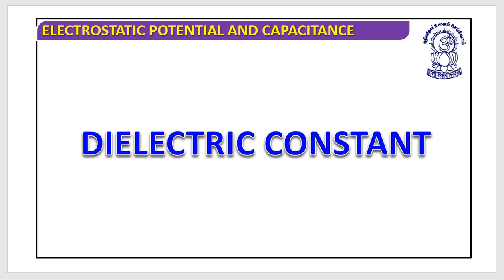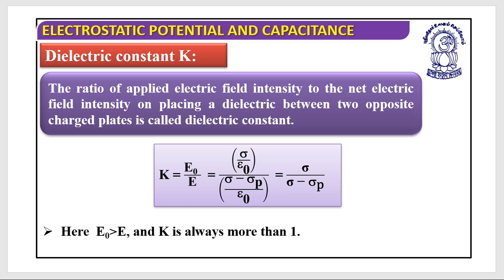It is the concept of the dielectric constant. A very, very important concept, so look at this very carefully. What I know about the dielectric constant is that it is the ratio of the applied electric field intensity to the net electric field intensity on placing a dielectric between two oppositely charged plates. This is called the dielectric constant. So it is the ratio of E naught to E.